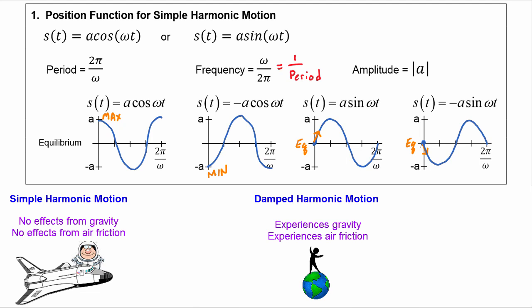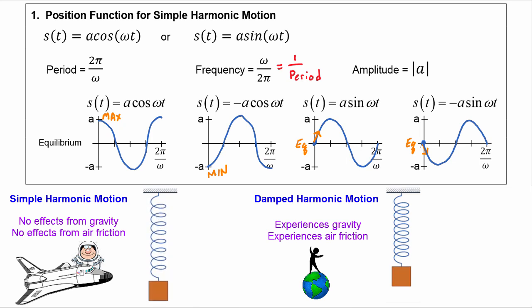So let's see what happens now. If we have a weight on a spring and each of them pushes the weight up and then releases it, you can see that on planet Earth, the weight will eventually stop moving because of the forces of gravity and air friction, where for the astronaut, the weight will move forever and ever and ever, and that's what we're going to be studying right now, simple harmonic motion.